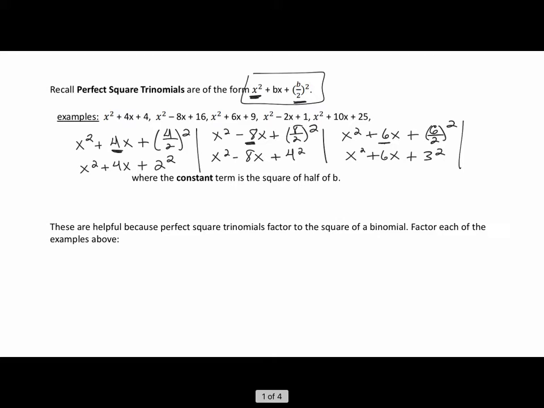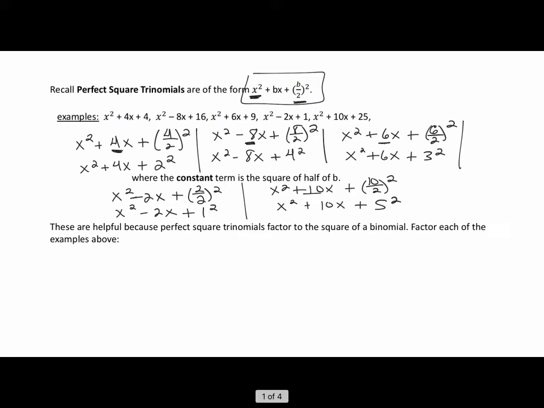Running out of room. Well, let's go down here. X squared minus 2x plus 1. So 1 will be half of 2 squared. So that is 1 squared. And then the last one, x squared plus 10x plus 25. Half of 10 squared, which is 5. And 5 squared is 25. So, yep, all perfect square trinomials can be written in this form.